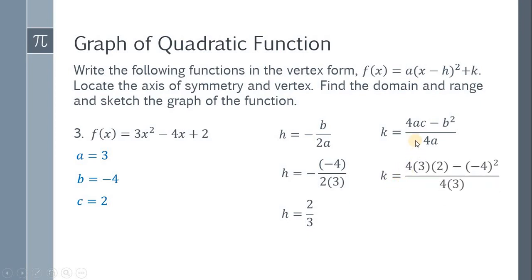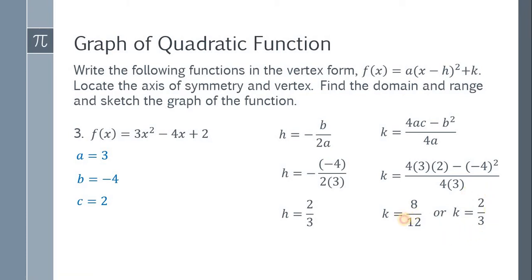So, plug in. We have 4 times 3 times 2 minus, this is our b, negative 4 squared, all over 4 times 3. Now, 4 times 3 is 12, times 2 is 24. 24 minus 16 is equal to 8 all over 12. So, we have k is equal to 8 over 12. We can still simplify. Divide both numerator and denominator by 4. So, we have k is equal to 2 over 3.